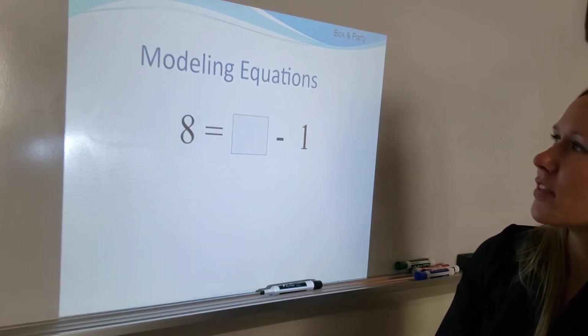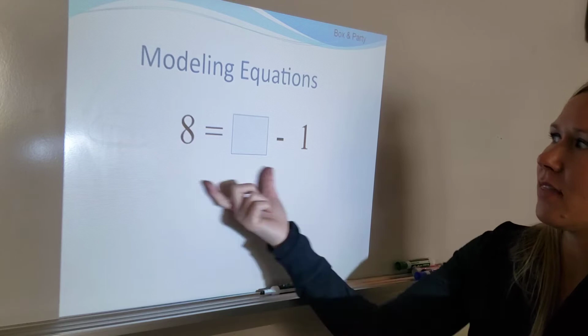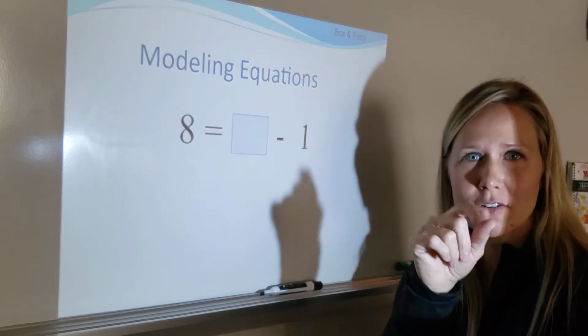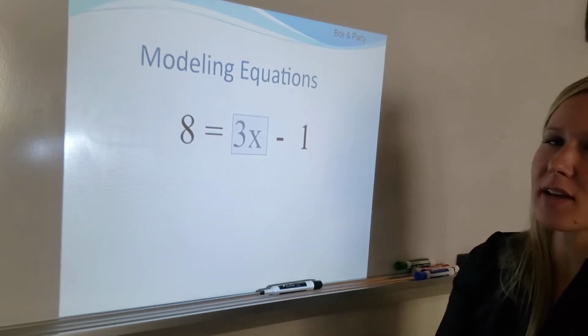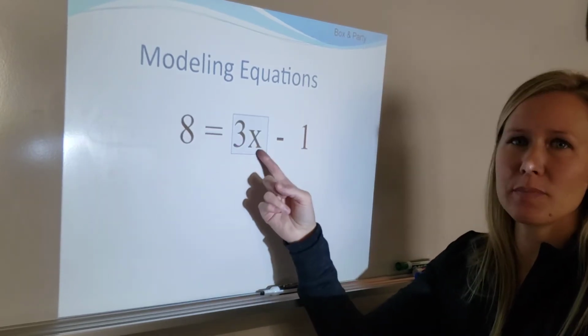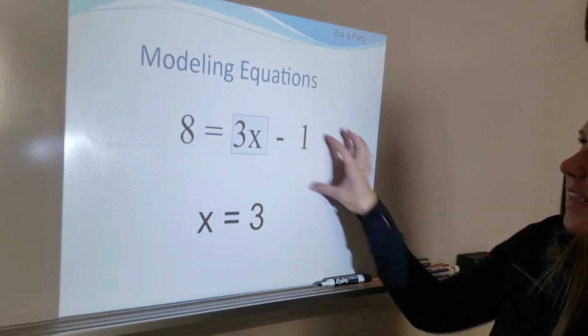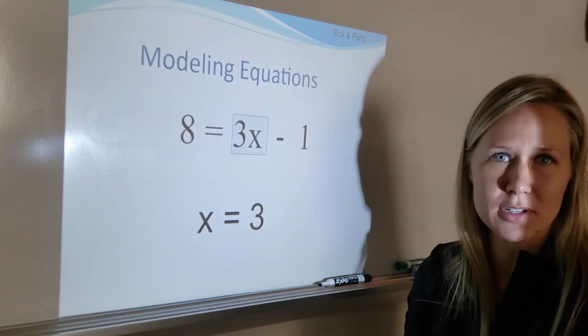and try and determine what that missing value is. Try this one. If this side is 8, then this side also has to have a value of 8. So what's the value of the blue box? You're right, it's 9. But what if I told you that 3x was behind it? What would the x have to be in order to make this 9? You got it. X equals 3. Again, a two-step equation, and you were able to figure it out.